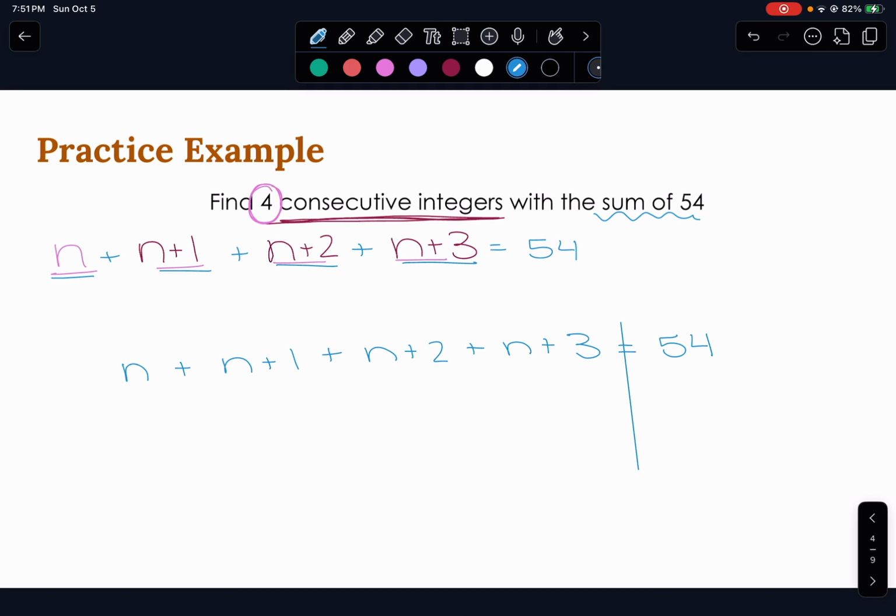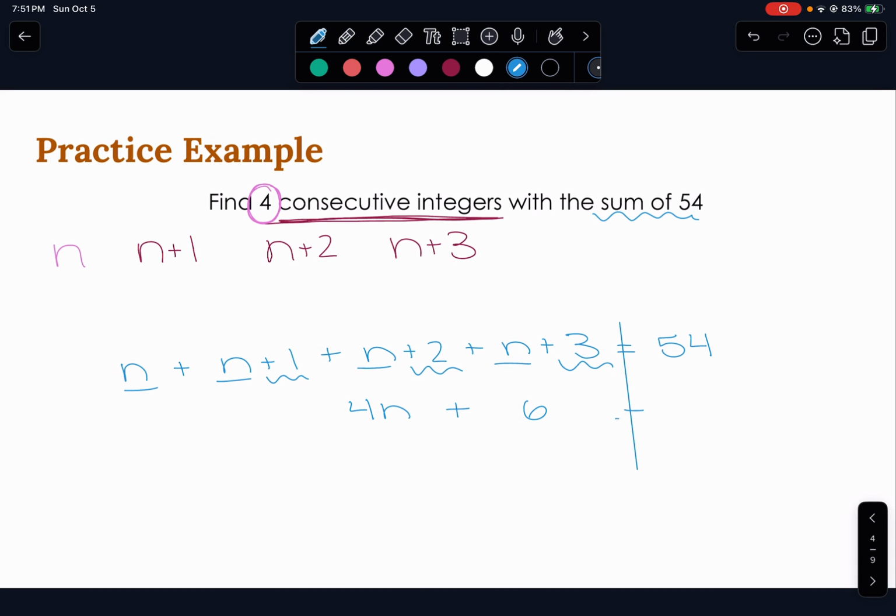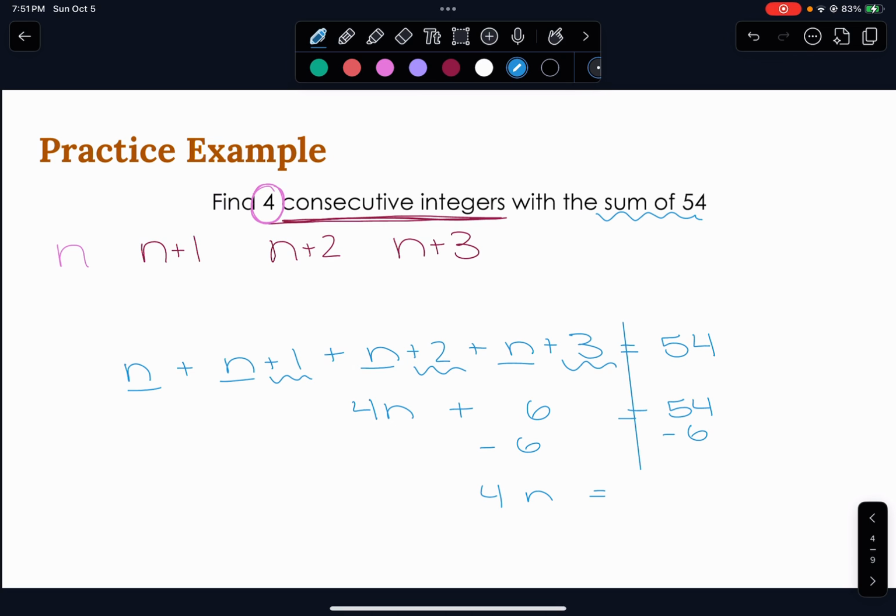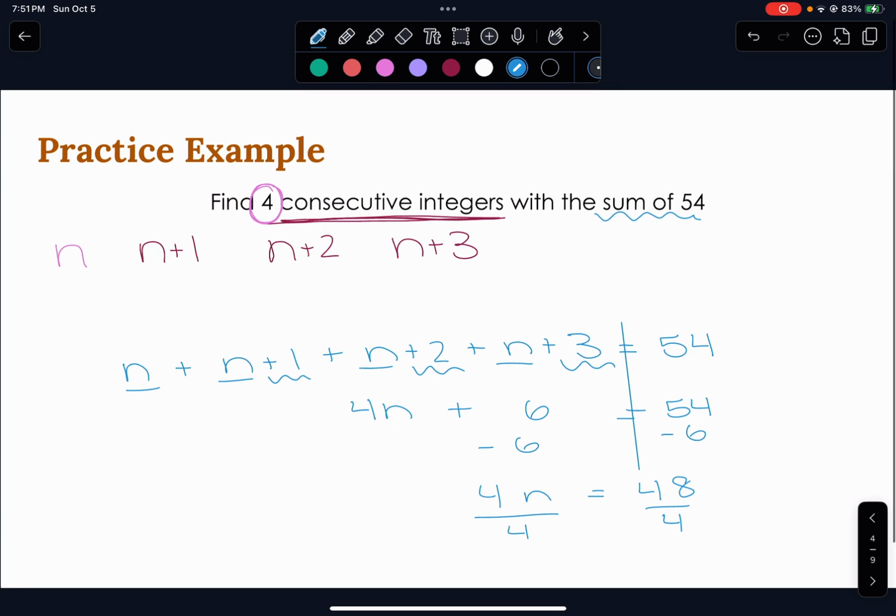Well, my next step is to now go solve. So, just like normal solving, I need to combine my like terms. Wherever I see an n, I'm going to combine that first. So let's see, I have n plus n plus n plus n. That gives me 4n. And then 1 plus 2 plus 3 gives me a plus 6, equals 54. Subtract 6 on both sides to get 4n equals 48. And I'll divide by 4, and that should give me n equals 12.